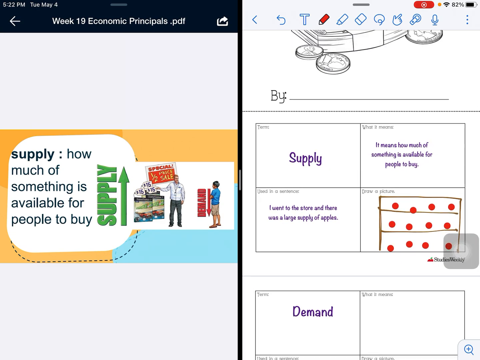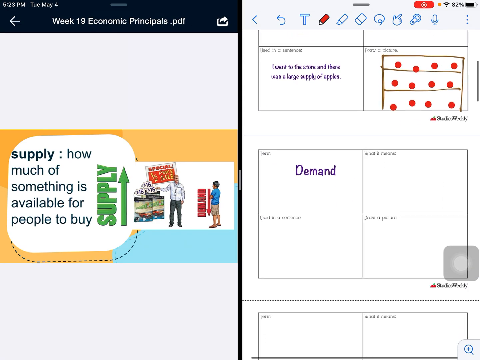So that's what we would do for our first vocabulary word. We have our term, which is supply, and then we also have the definition of it. We have used it in a sentence, and we also added it in as a picture. You are more than welcome to use my example here, or you can come up with your own examples for supply. That is one part of your assignment today.